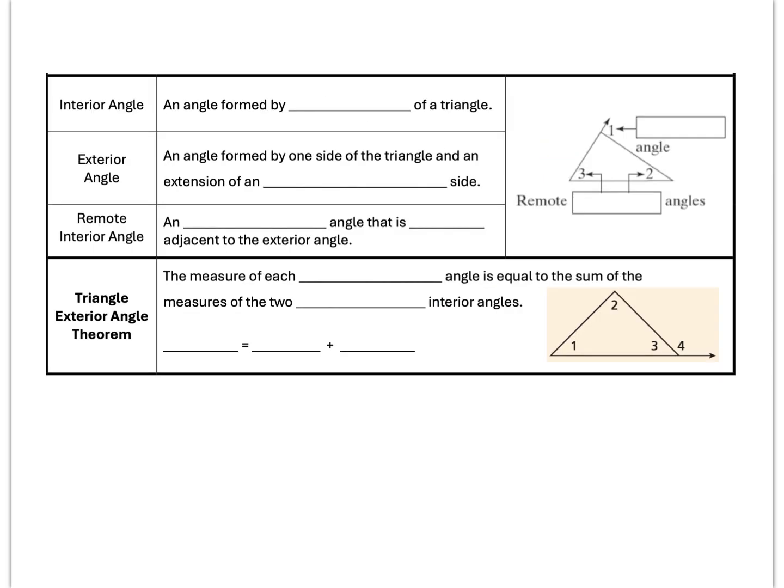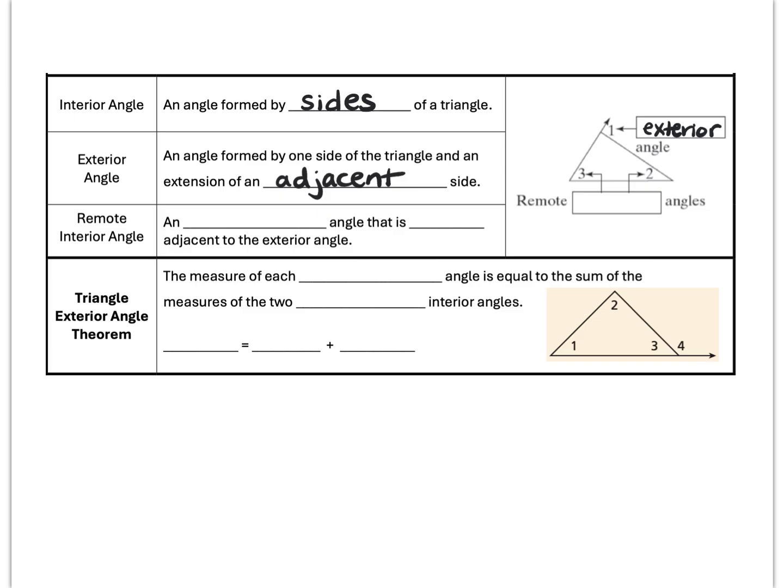The next theorem talks about exterior angles of a triangle, so we need to make sure that we understand the difference between interior and exterior angles. An interior angle is an angle formed by the sides of a triangle. An exterior angle is formed by one side of a triangle and an extension of an adjacent side. So in our picture, notice how there's this extension of the side and then angle 1 is outside the triangle. That's an exterior angle.